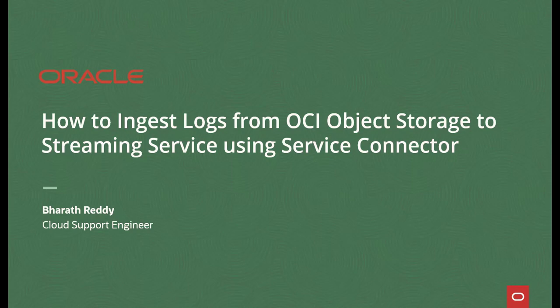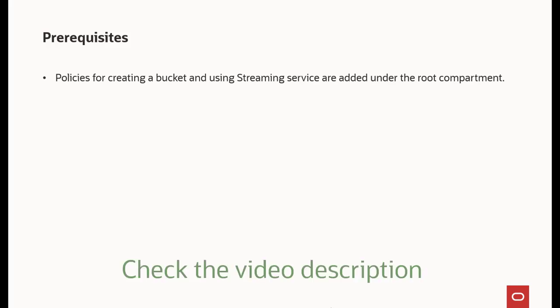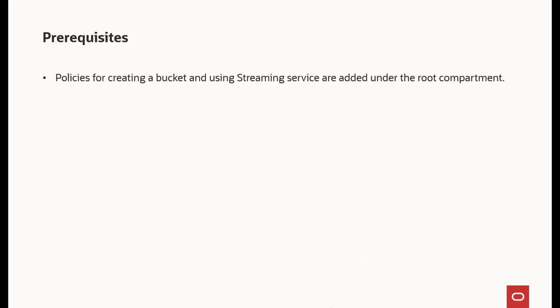This is the demo on how to ingest logs from OCI Object Storage to Streaming Service using Service Connector. Before you begin, ensure that required policies to create a bucket and a streaming service are created under the root compartment. Please check the video description for the documentation. For this demo, I have used a standard bucket in Object Storage.